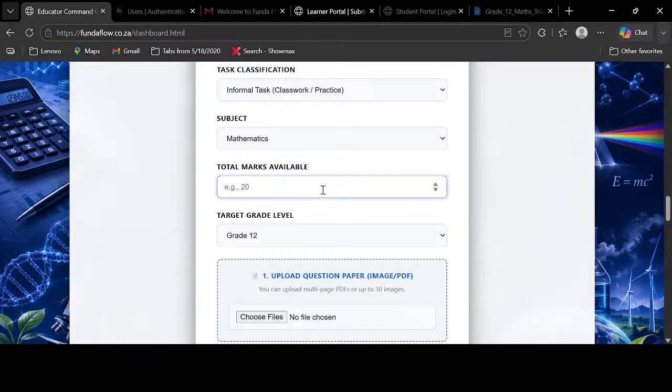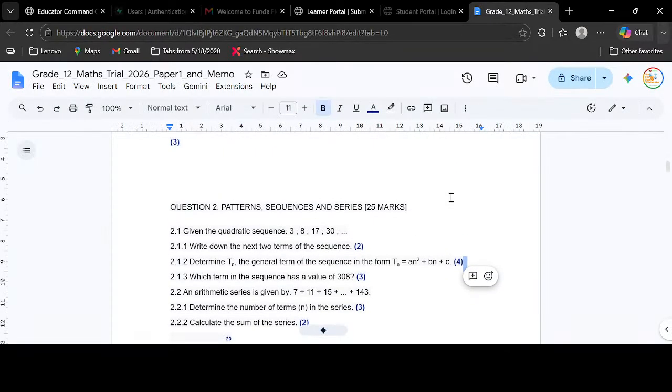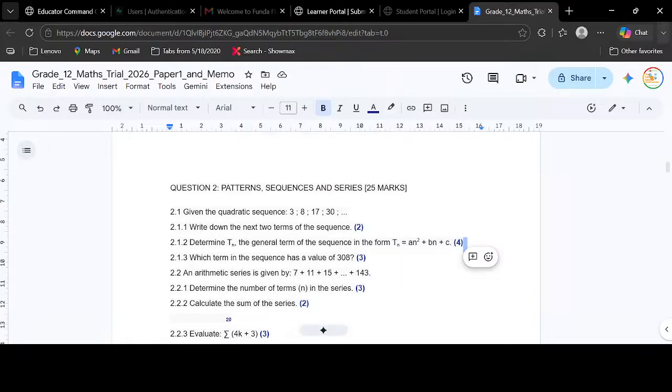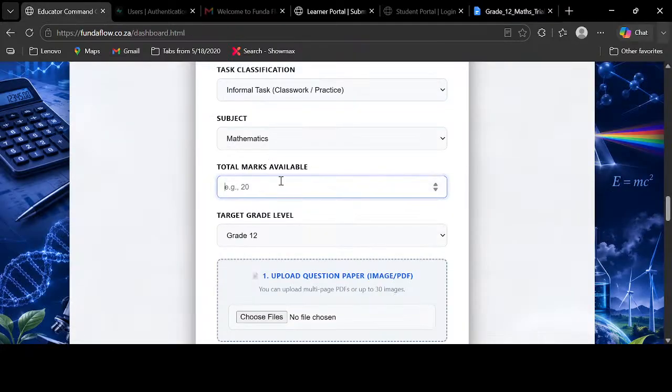What marks was this thing? You can go and check it. I think it's still question 2. You don't have to share it, but just check it. Okay, it's question 2, it's 25 marks.